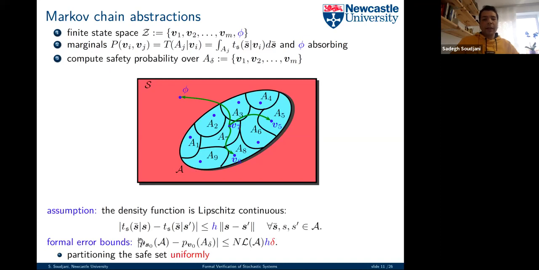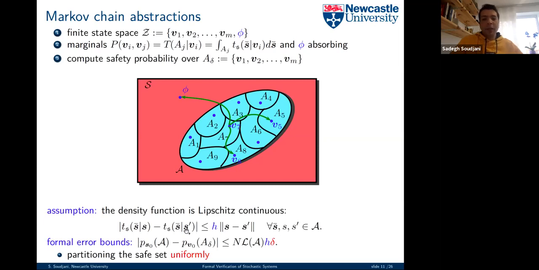To quantify the error, we need an assumption. If we assume that the density function is Lipschitz continuous, we can find an upper bound for the error. This continuity is like saying that if I change the condition S to S prime, the change in the density function is upper bounded by a linear term. It's just a constant H times the change in the condition.